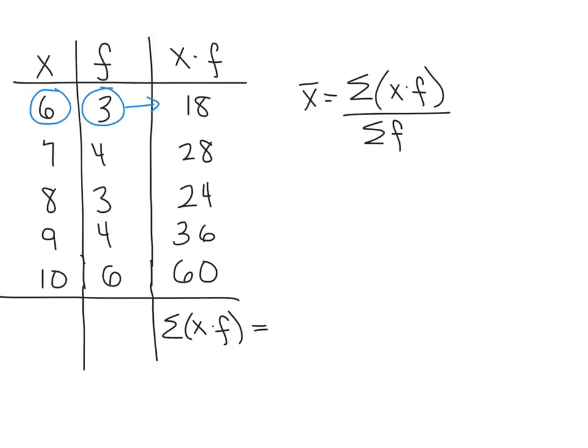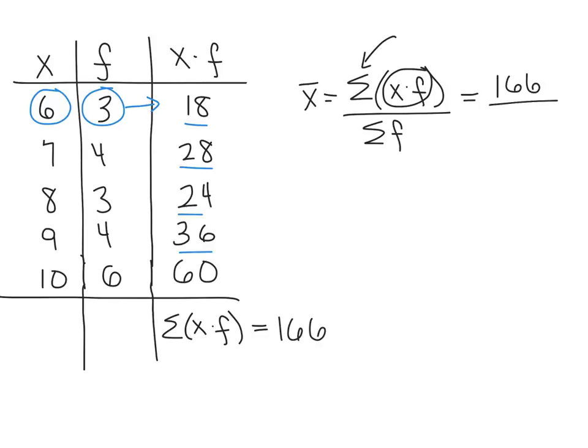We've just done x times f in our formula, but we need to find the sum of all of the x times the frequencies. So we're going to add all the values that we just found in our third column together. 18 plus 28 plus 24 plus 36 plus 60 equals 166. So our numerator in our formula is 166.